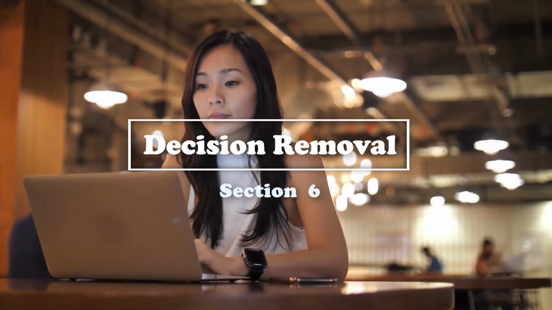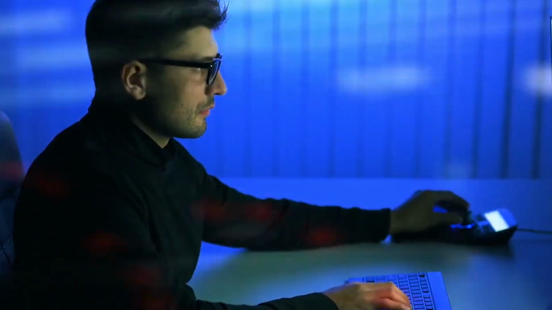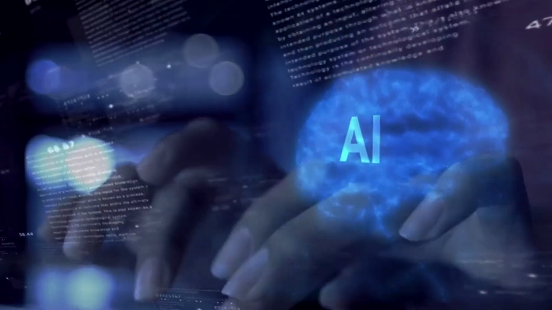Section 6. Decision removal. The most overlooked part of automation is decision elimination. Most work is not execution. It is deciding what to do next. A strong automated system reduces decisions in 3 places: decisions your audience has to make, decisions you have to make, and decisions the system makes internally.